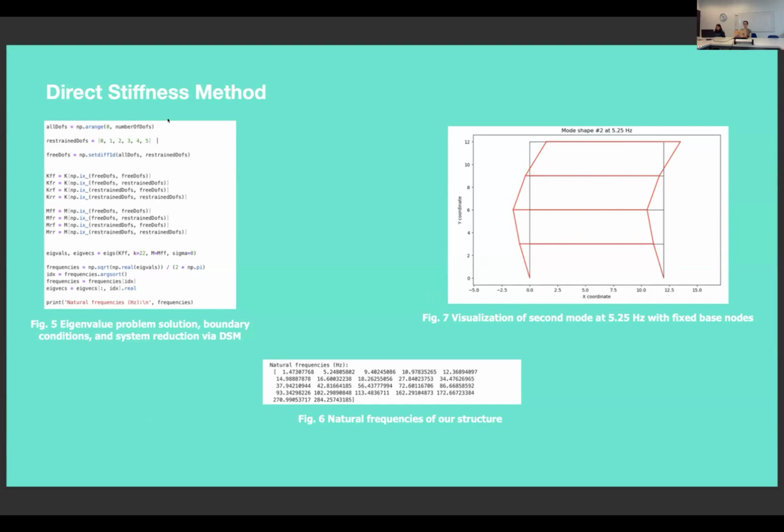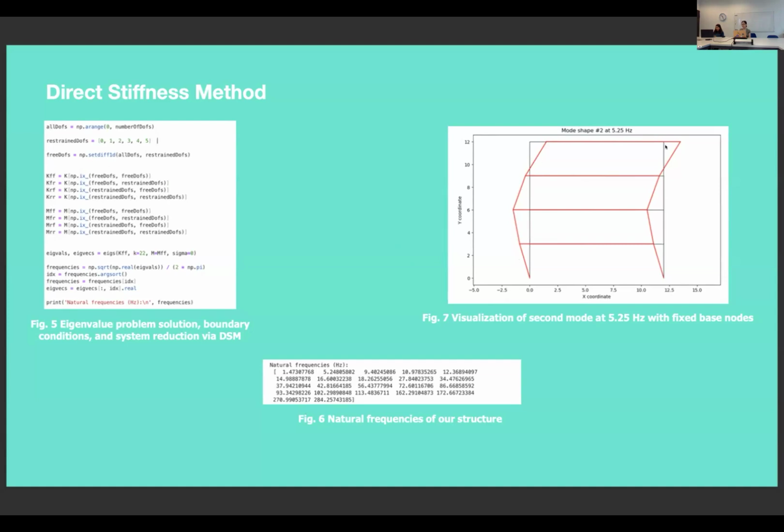So here we have the first script that I had to go through, a direct stiffness method that implements modal analysis for our structure. I had to change it, to adapt it, to get the result of my mode shapes for my structure. It solves the eigenvalue problem, applies boundary conditions, and reduces the matrices, so it can solve the eigenvalue problem with the unblocked degrees of freedom. Because here the first 2 nodes are blocked, so we have 6 degrees of freedom that are blocked.